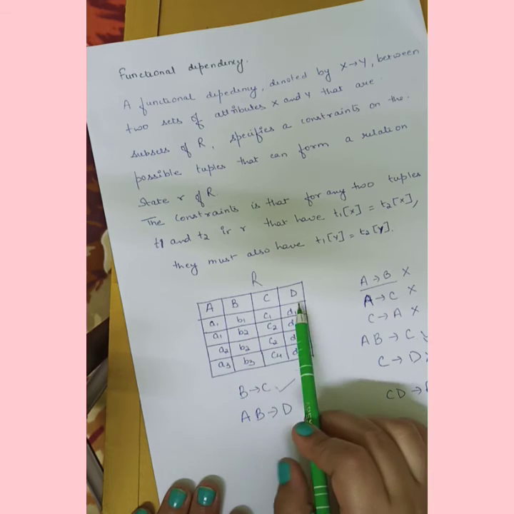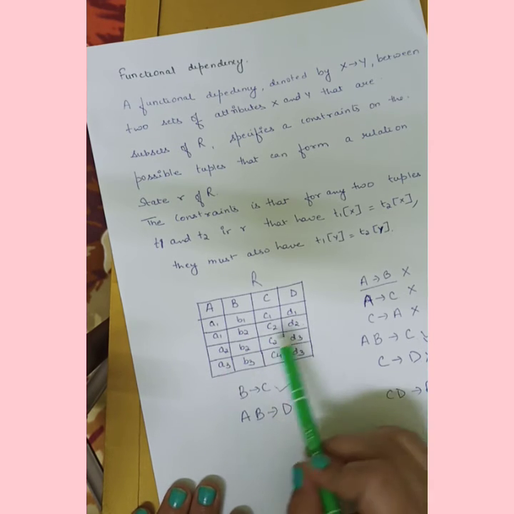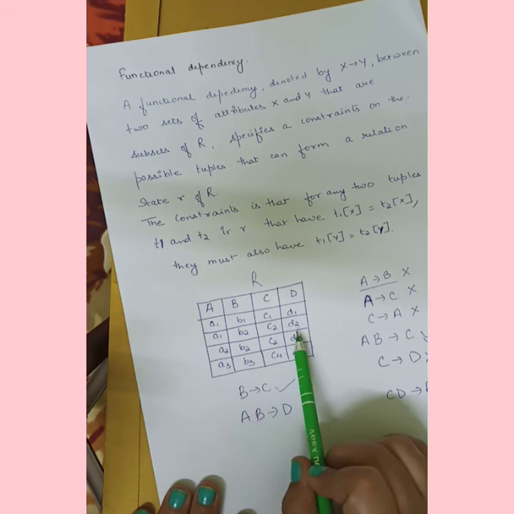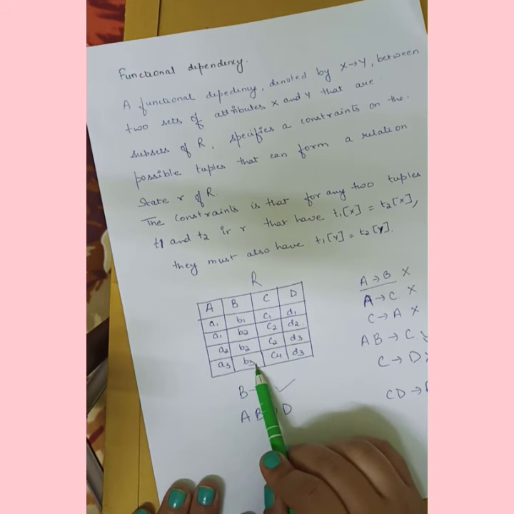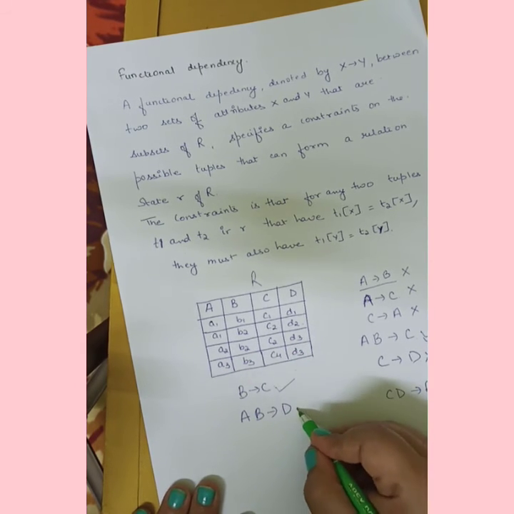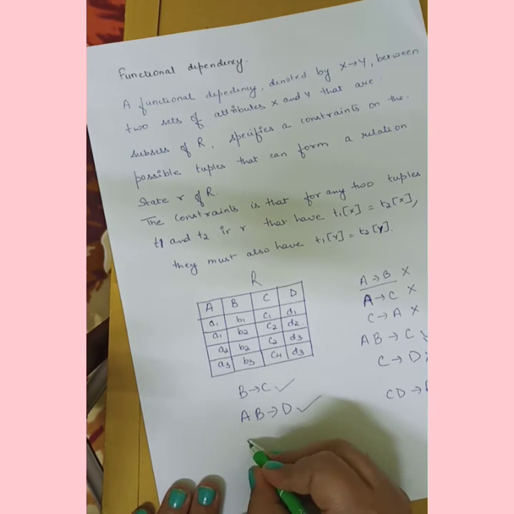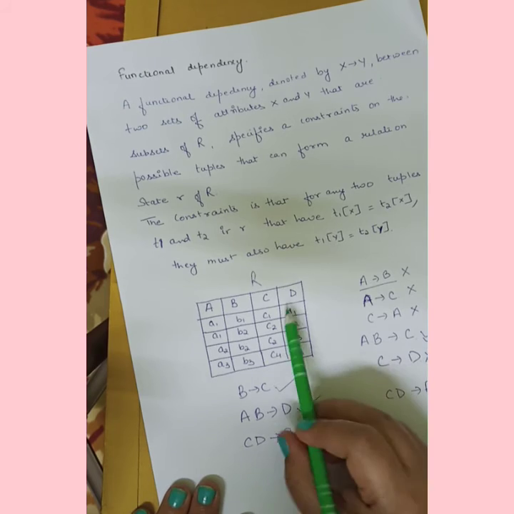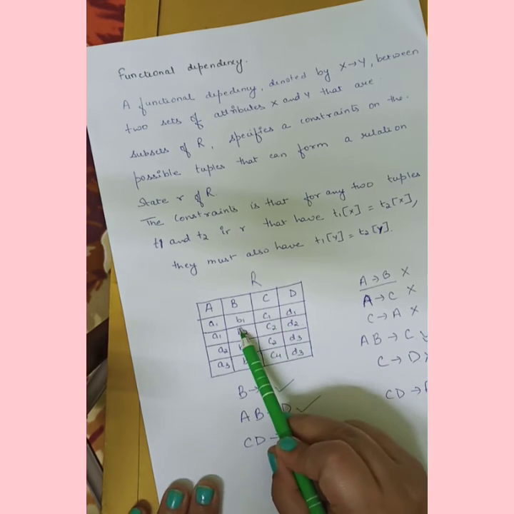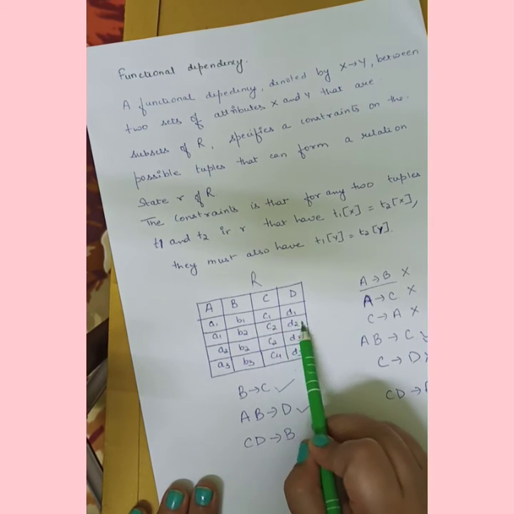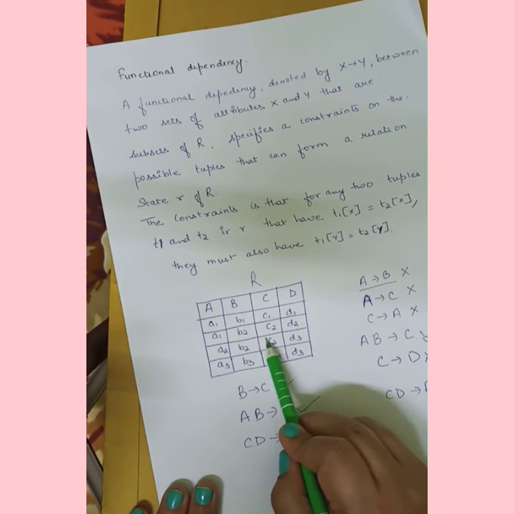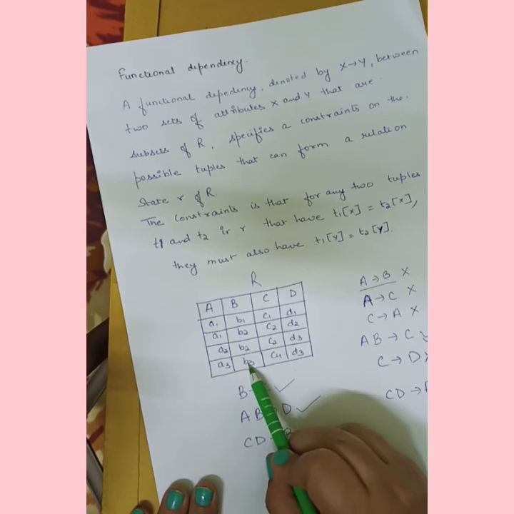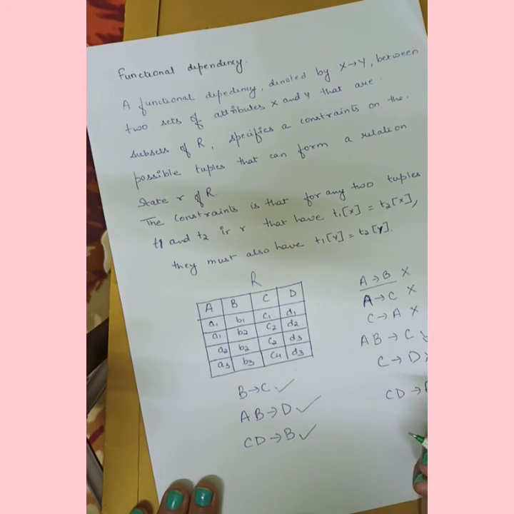For A1, B1 we have the value D1. For A1, B2 we have the value D2. For A2, B2 we have the value D3. For A3, B3 we have the value D3. So here the functional dependency holds. Again, some more examples: CD implies B. For C1, D1 we have the value B1. C2, D2 we have the value B2. C2, D3 we have the value B2. C4, D3 we have the value B3. So here the functional dependency holds.